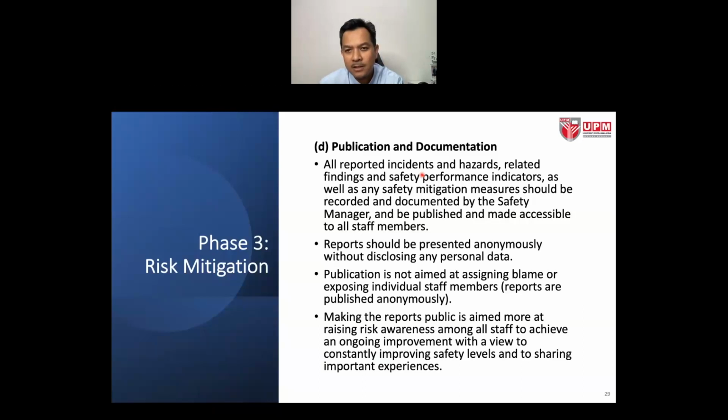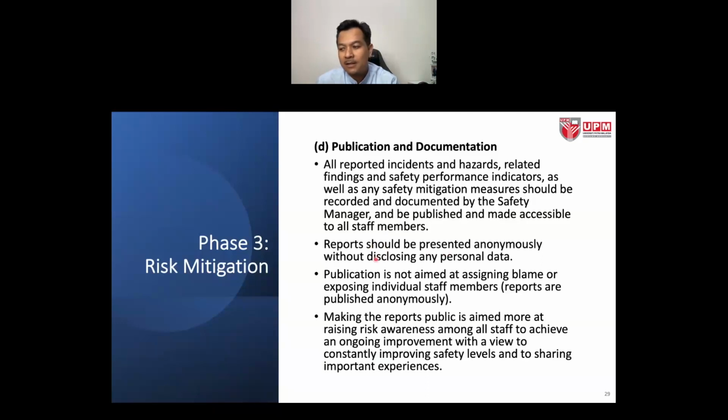All reported incident and hazards related findings and safety performance indicators, as well as safety mitigation measures, should be recorded and documented by the safety manager and be published and made accessible to all staff members. So this is very important. Some incident and hazard are not being reported widely. So it's being swept under the floor.